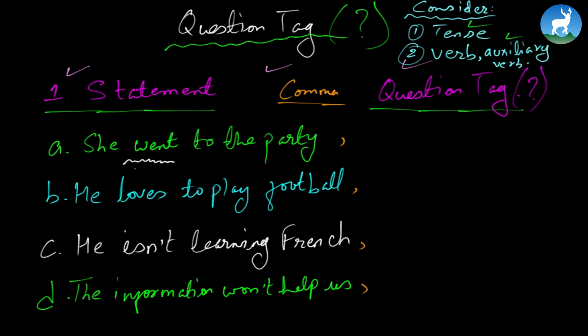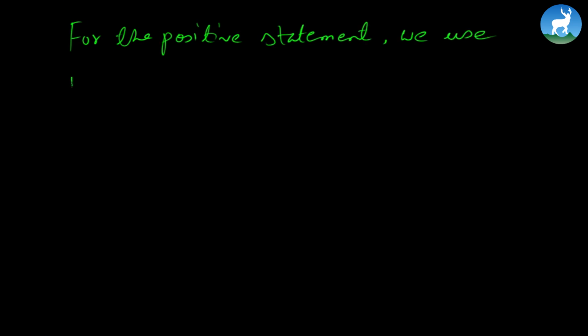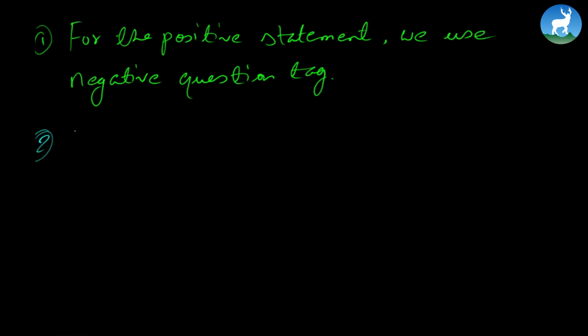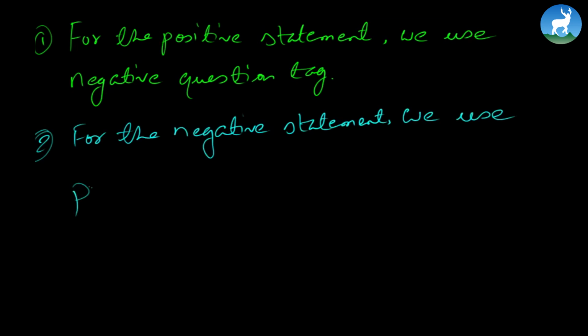In this case, she went to the party. It's a positive statement, and the first rule is that whenever the statement is positive, we'll have a negative question tag. Let me put this the other way. For the positive statement, we use a negative question tag. That is the first rule. And the second rule says for the negative statement, we use a positive question tag.